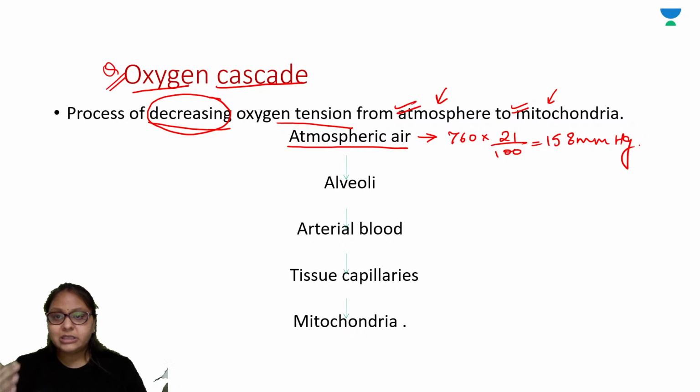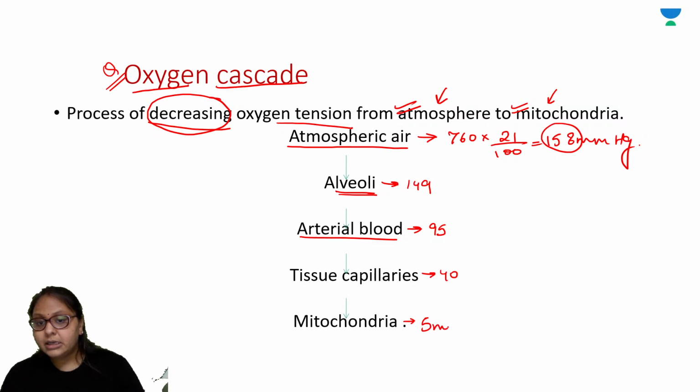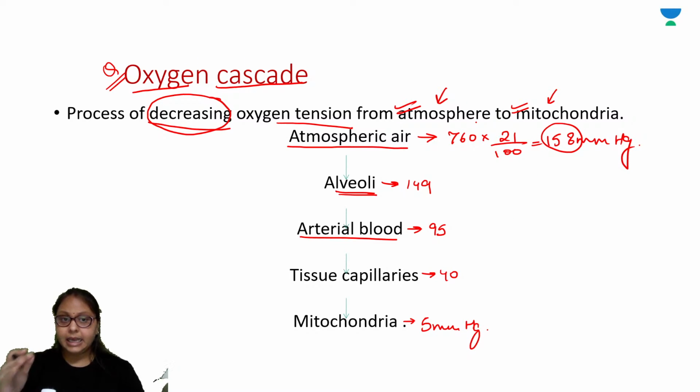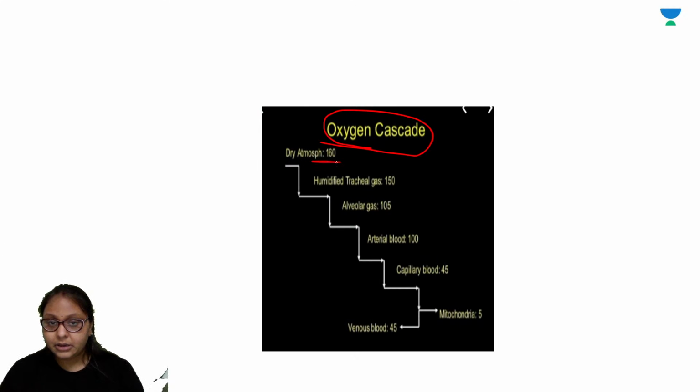From the atmosphere it is 158. Now we will see in the alveoli it is around 149. Then in arterial blood it will further decrease, to around 95. In tissue capillaries only 40, and in the mitochondria it is around 5 millimeters of mercury. So it is actually decreasing. The tension of oxygen is decreasing, and that is known as the oxygen cascade. Now why is it happening? This is the figure showing the oxygen cascade and the difference in oxygen tension at different levels.